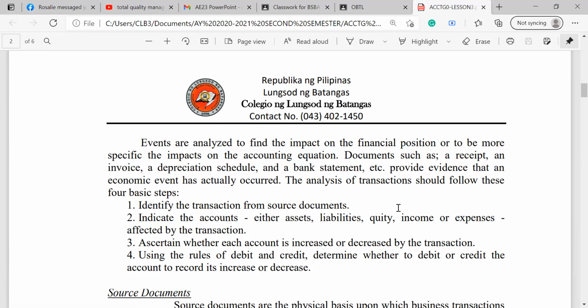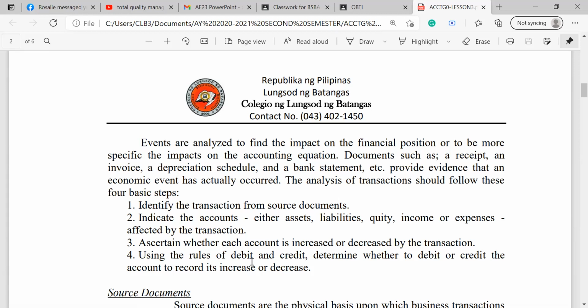Okay? After mong pong ma-identify kung ano ba yung mga accounts na affected, you ascertain whether each account is increased or decreased. Bakit natin kailangan malaman kung tumaas or bumaba? So that we can follow or we can apply the rules on debit and credit. It's very important po na alam mo kung ano yung nag-debit at ano yung nag-credit because this will assist you in the next step. Okay? This will assist you in the following steps in the accounting cycle.